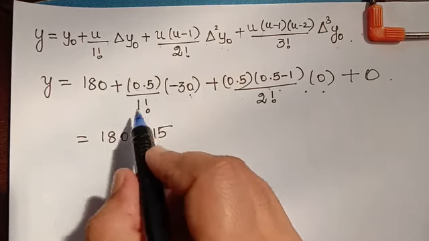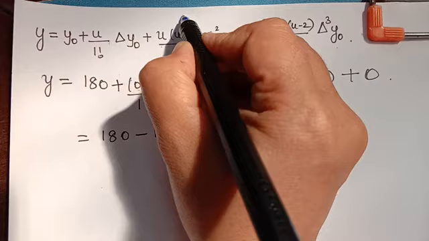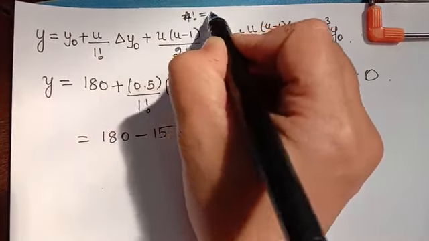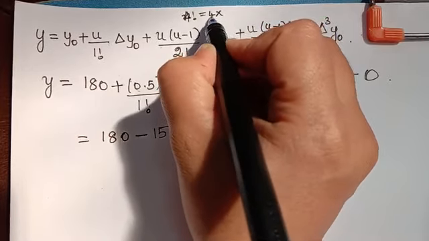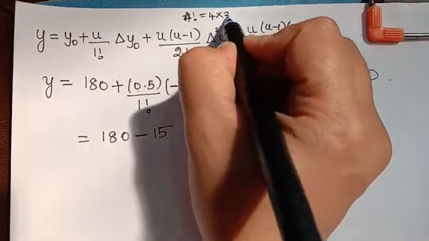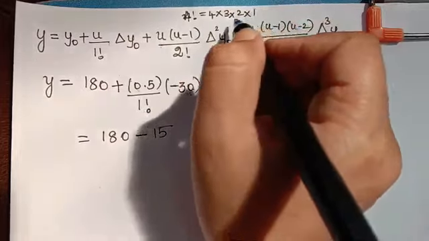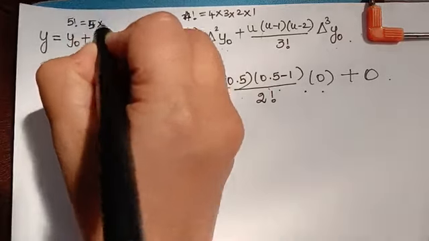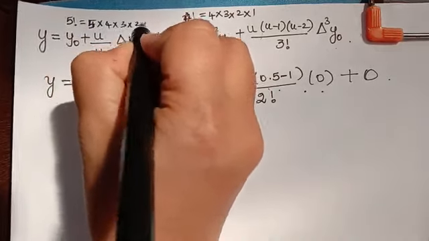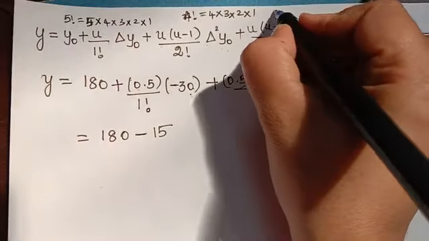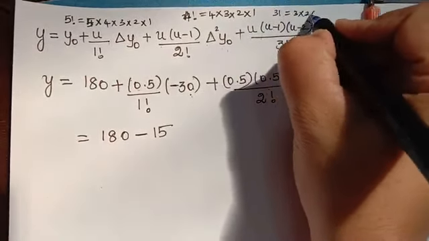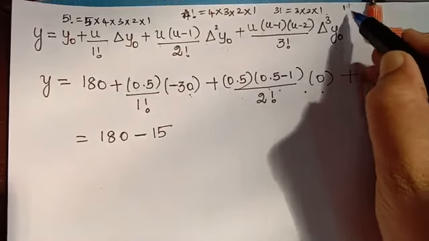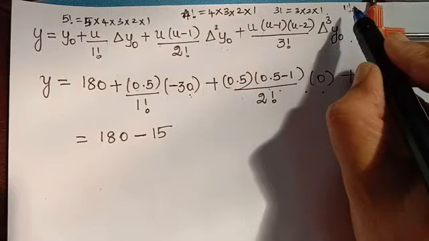Actually, what is this factorial? Factorial means, for example, 4 factorial is 4 into 3 into 2 into 1: you multiply the number with all its previous numbers. 5 factorial is 5 into 4 into 3 into 2 into 1. 3 factorial is 3 into 2 into 1. And what will be 1 factorial? You should not consider 0. So 1 factorial will be just 1.